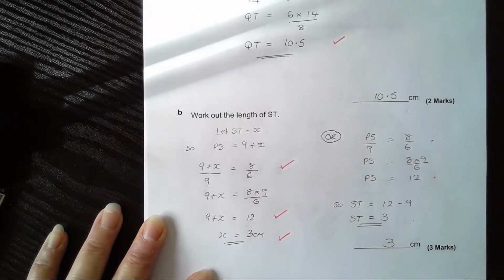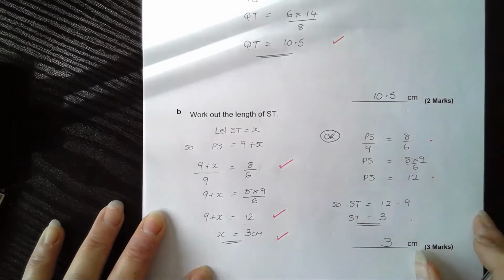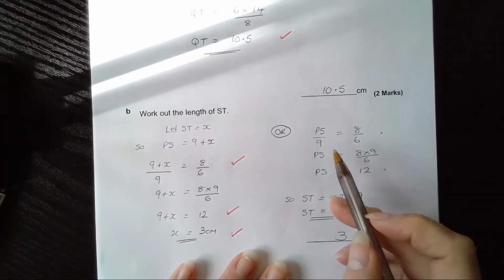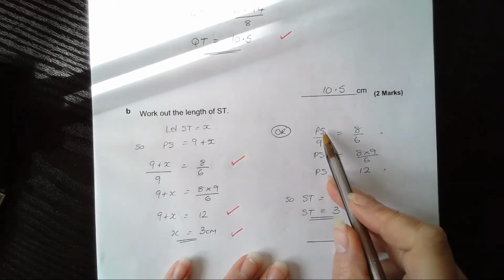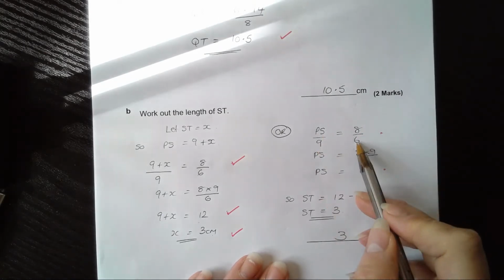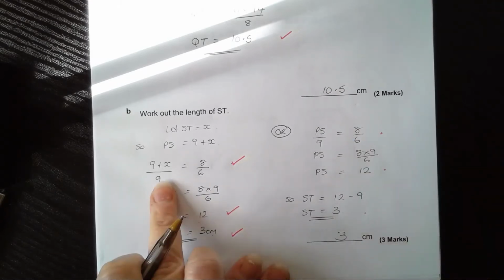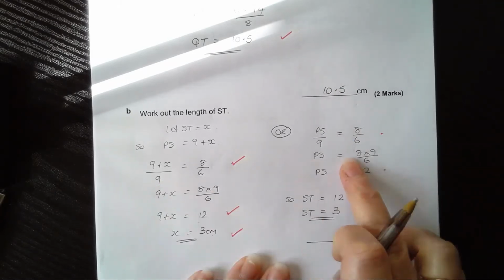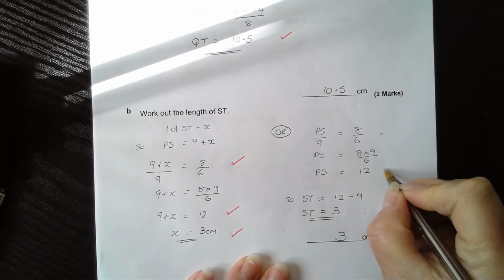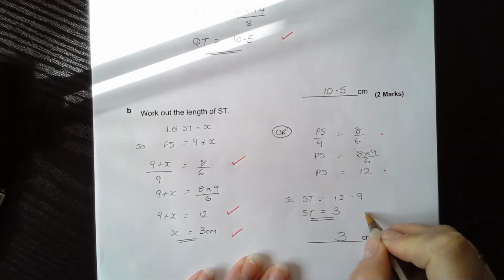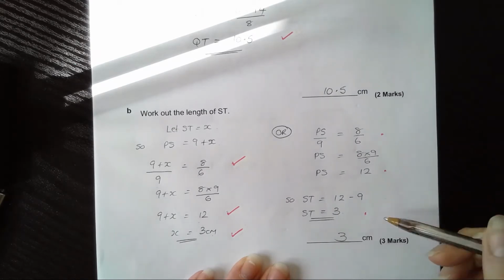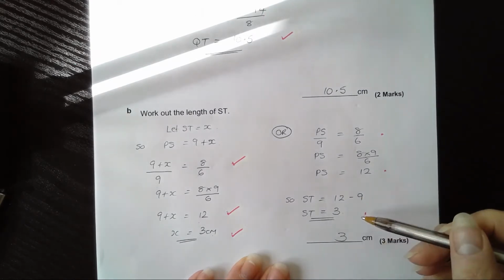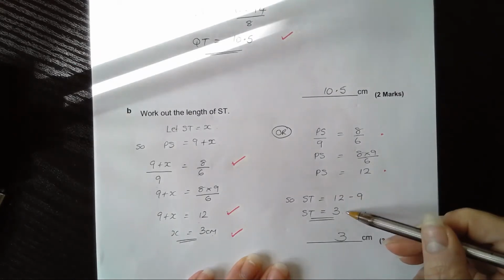That extra little bit. Or I could have done it like this. I could have just called that long side PS and worked out what PS was. So PS over 9 is 8 over 6. You can see it's almost identical to this one. PS comes out at 12, and then I have to just do a subtraction. So if that long side is all 12, and I know part of it was 9, 12 take away 9 is 3.